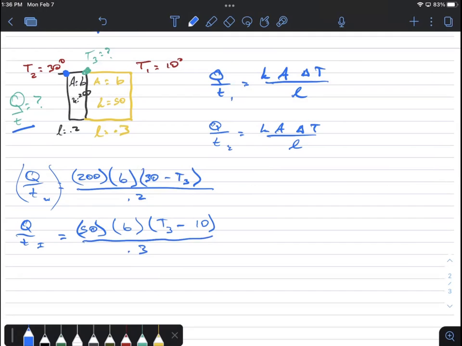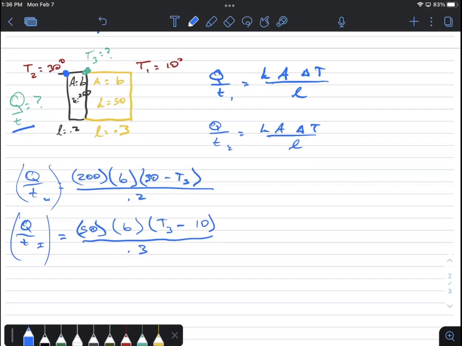And now again, you see we're stuck. Q over T, that's an unknown, the heat transfer rate. And T3, that's an unknown. I don't know the value of T3. It happens to be part A, the thing I'm trying to calculate. But now you see we're stuck. I can't find the heat transfer rate through either material, and I can't find the temperature in between the materials.